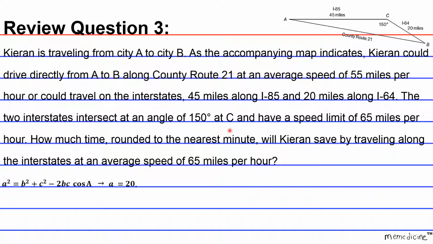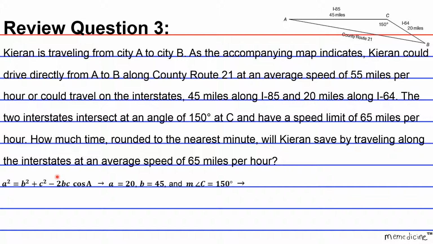A is going to be 20 for the 20-mile side. B is going to be 45 for the 45-mile long I-85. And the measure of angle C, of course, is going to be 150. So remember, instead of cosine of A, we're going to do cosine of capital C, okay? So we're also going to have our lowercase c out here, and we're going to bring the A in here, okay? All right, so let's do this.